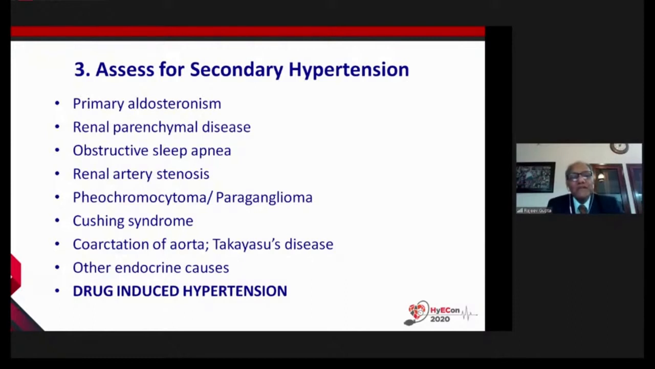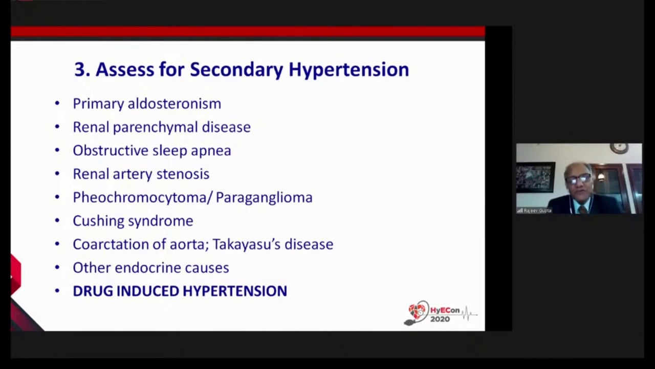Now we all know primary aldosteronism, I'll just tell you about that. But renal parenchymal disease, I think, is emerging as a very important problem. Previously, we used to say that about 90% or 95% are primary hypertension and only about 5% are secondary hypertension. Now that equation has changed. Now we know that only about 60% are primary hypertension. Almost 40% of our patients have some sort of secondary hypertension, and that includes renal parenchymal hypertension or obstructive sleep apnea, which are the two most common causes of secondary hypertension.